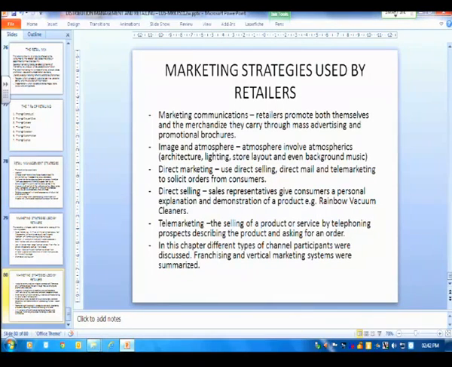3, direct marketing. Use of direct selling, direct mail, and direct telemarketing to solicit orders from consumers. 4, direct selling. Sales representatives give consumers a personal explanation and demonstration of a product, e.g. Rainbow vacuum cleaners. 5, telemarketing. The selling of a product or service by telephoning prospects, describing the product and asking for an order.